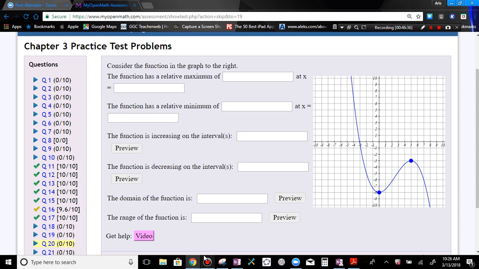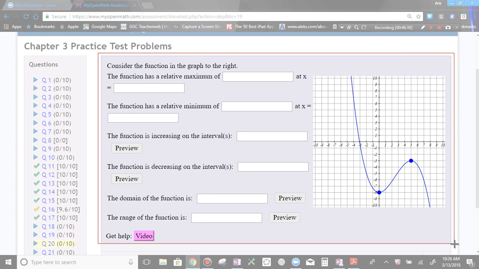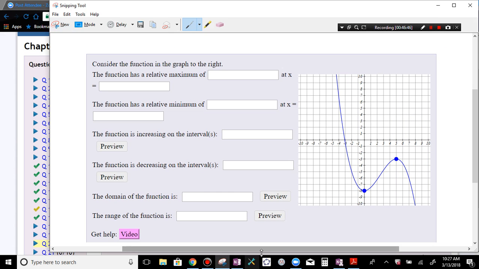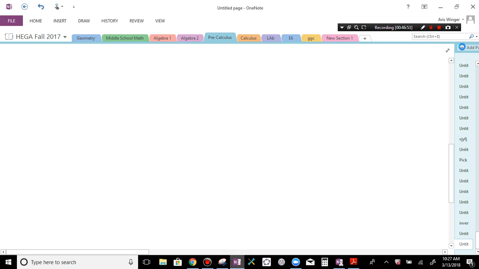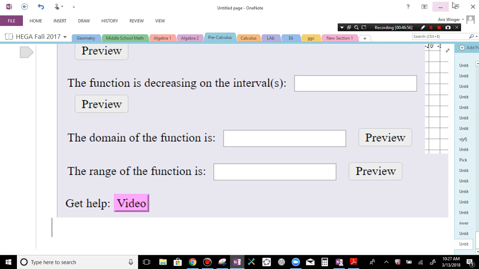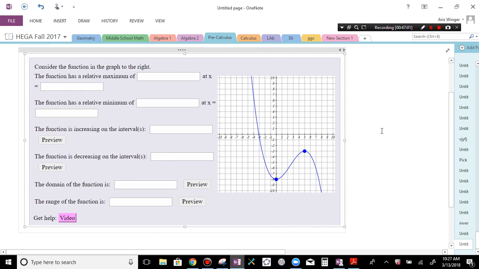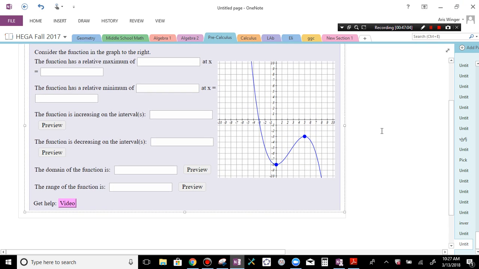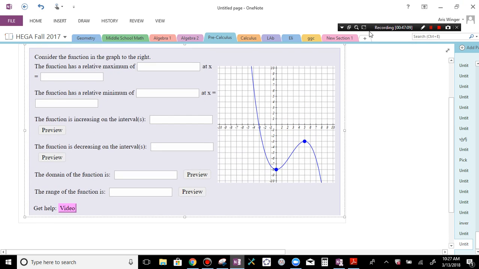Answer these questions, all from the graph. Here we're just concerned about what they're asking for. Okay, so here, consider the function in the graph to the right. The function has a relative minimum of blank at x equals blank.